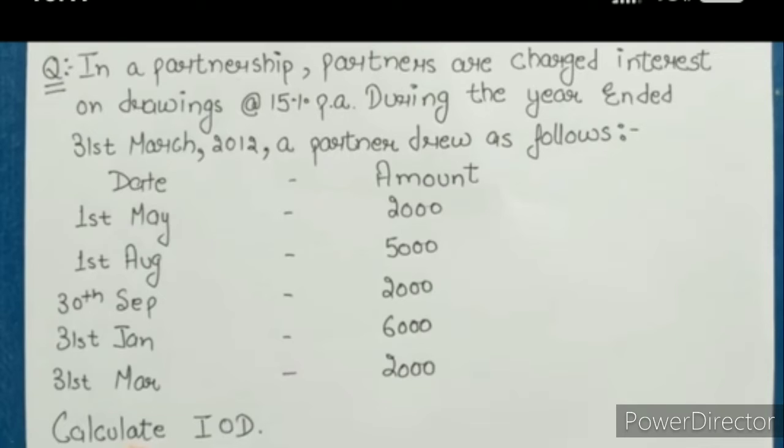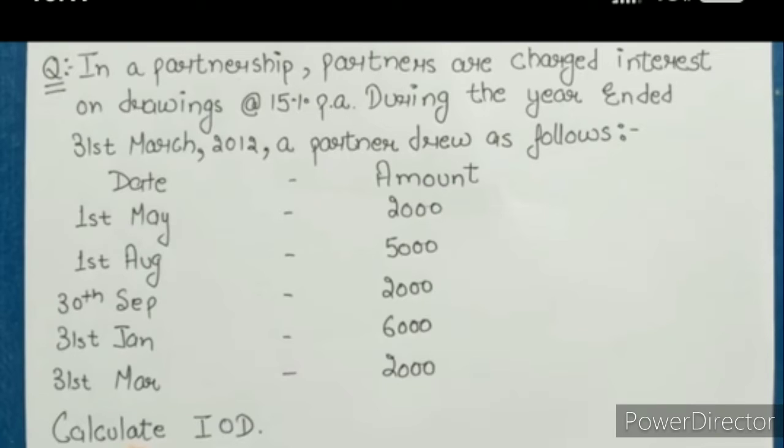Then he withdraws 5000 on 1st August. On 30th September he withdraws 2000. On 31st January he withdraws 6000, and on 31st March he withdraws rupees 2000. And lastly, we are asked what is the interest chargeable from the partner.